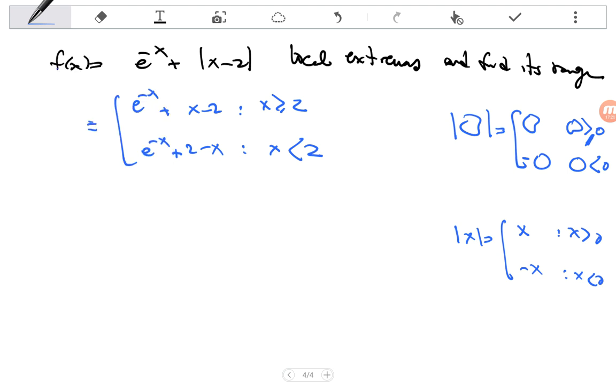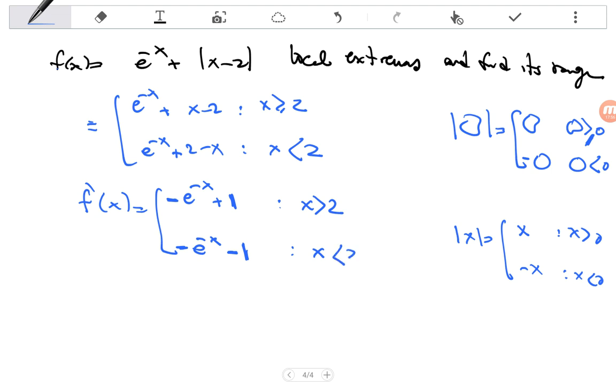Let's find the derivative of that function. So f dash in this case would be minus e power minus x. The derivative of an exponential is the same, but I multiply it by the derivative of what is inside it. What is inside is minus x, so its derivative is minus 1. Plus, the derivative of the other term is 1. That is for x greater than 2. And for the other branch, it would be minus e power minus x, plus the derivative of that term, which is minus 1. This is for x less than 2.